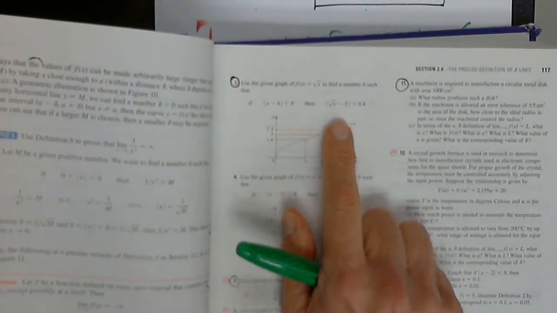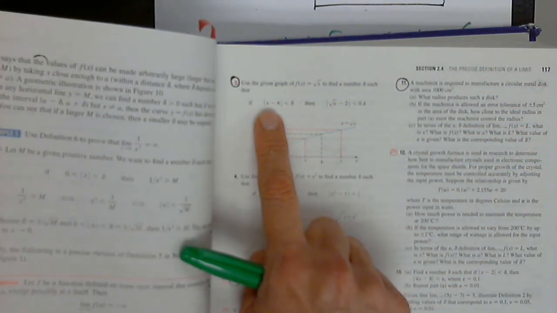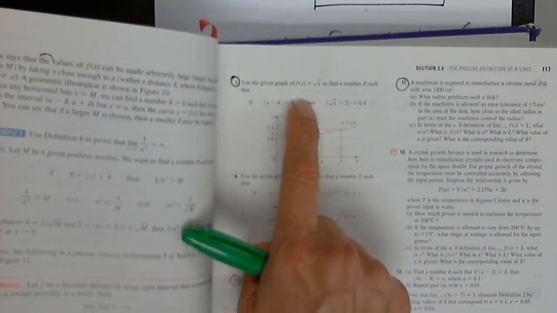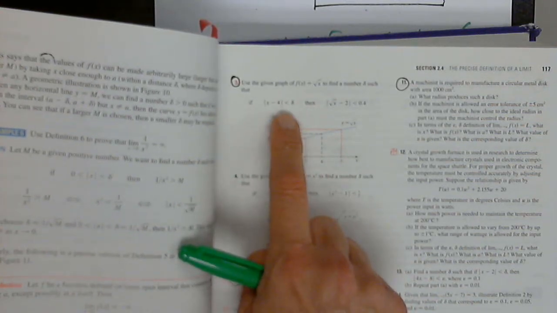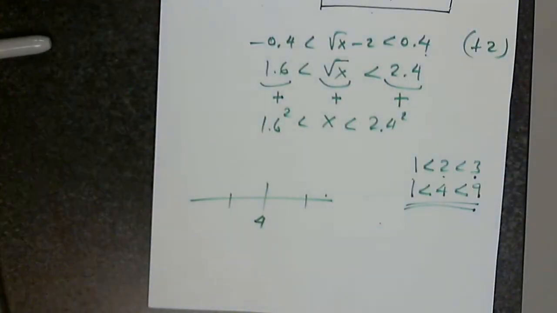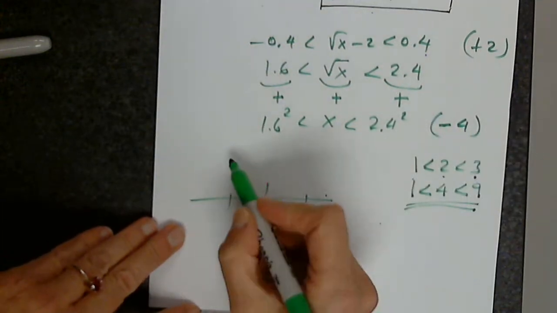I solved the inequality, right? So now, in order to determine delta, I will have to subtract, because this is the same idea: negative delta less than x minus 4 less than delta. I will have to subtract 4 from all three sides. So now I'm ready. Subtract 4 from all three sides.